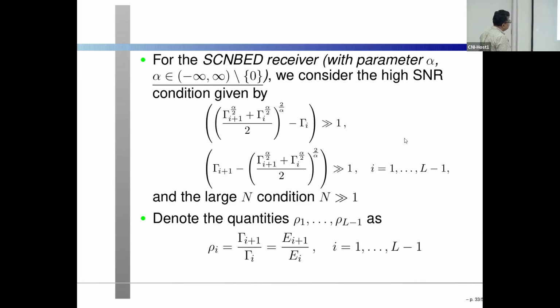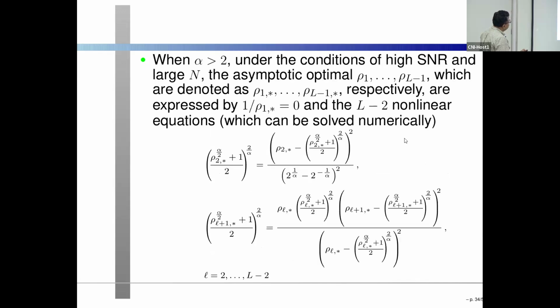So you denote these quantities rho 1 to rho L plus 1 as the ratios of the adjacent energies, gamma I plus 1 to gamma I, and you get this nonlinear recurrence. When alpha is greater than 2, you have these two, this is the starting equation to calculate rho 2, or rho 2 star, which is the optimum. This is a nonlinear recurrence. You can calculate rho 2 from here numerically, and then this is a nonlinear, first order recurrence, to get rho L plus 1 from rho L.